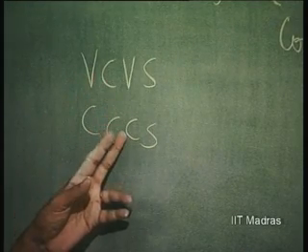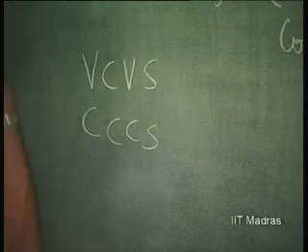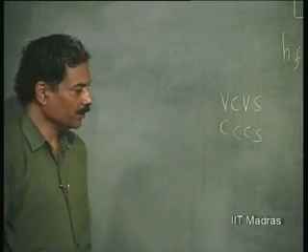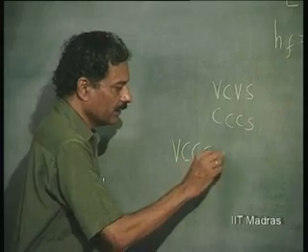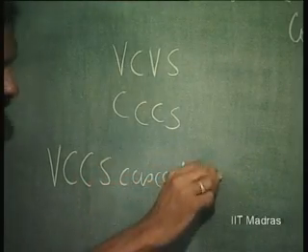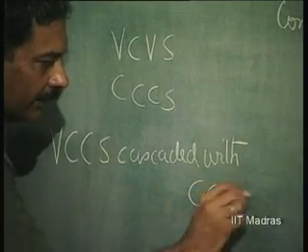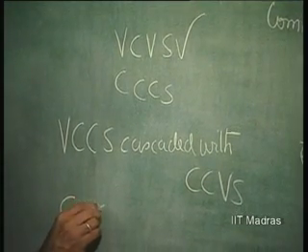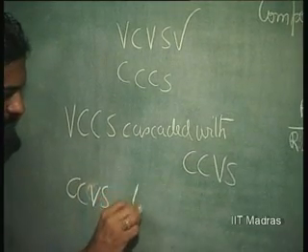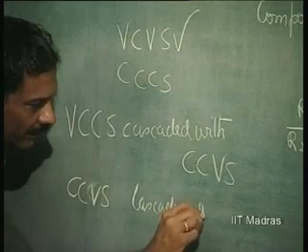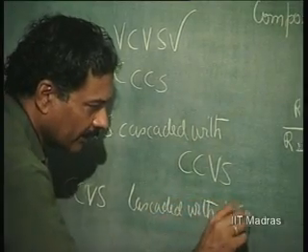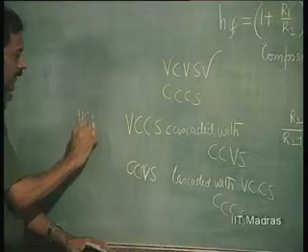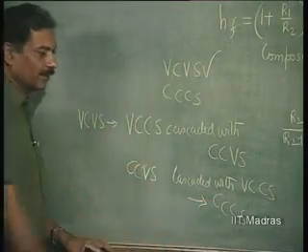These are not really basic sources, as I had mentioned in the first part of my lecture, right. You can obtain voltage controlled voltage source and current controlled current source by cascading. Voltage controlled current source cascaded with current controlled voltage source will give you voltage controlled voltage source. Current controlled voltage source cascaded with voltage controlled current source will give you current controlled current source, right. So, this results in voltage controlled voltage source, this results in current controlled current source.